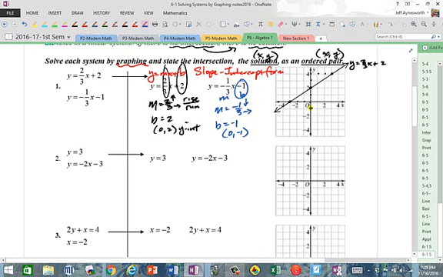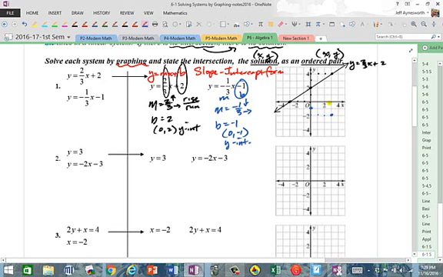So we're going to plot here at negative 1 on the y-axis, because again, it's the y-intercept, right? So it's on the y-axis. That's why we call it the y-intercept, okay? It's where the line crosses the y-axis. And then we're going to go down 1, right 3 from that point.